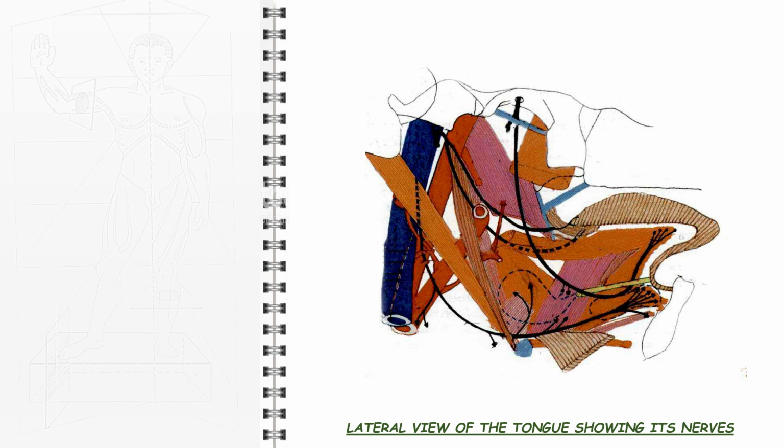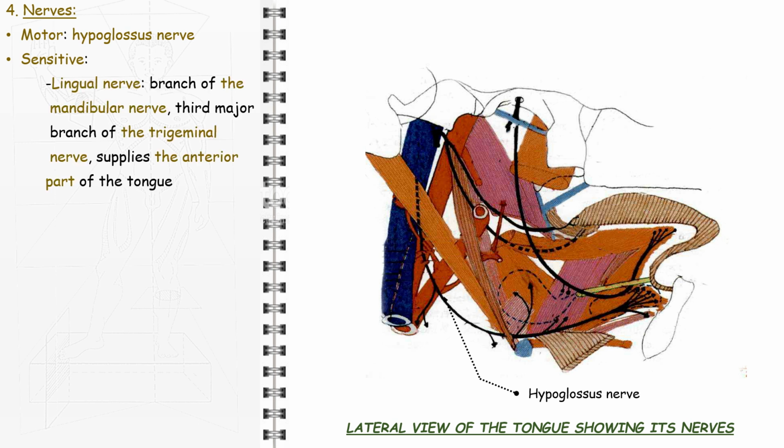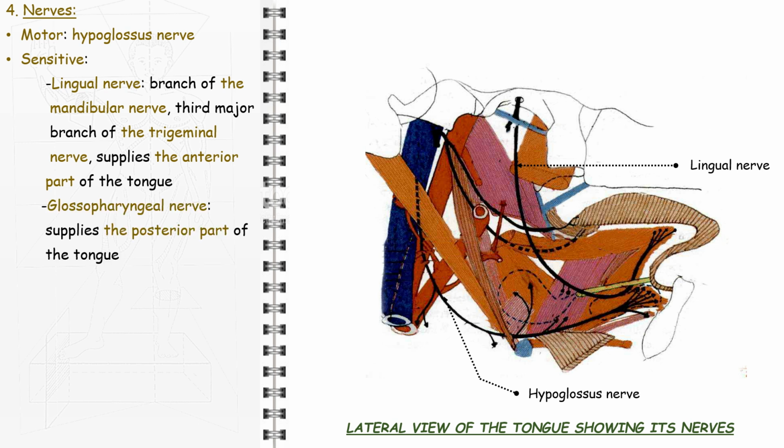The motor nerve of the tongue is the hypoglossal nerve. The sensitive supply of the tongue is ensured by the lingual nerve, branch of the mandibular nerve, third major branch of the trigeminal nerve, for its anterior part. The sensorial supply is ensured by the facial nerve through the chorda tympani. The glossopharyngeal nerve supplies the posterior part of the tongue.